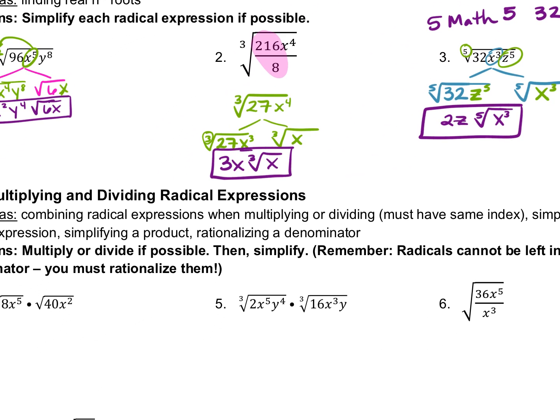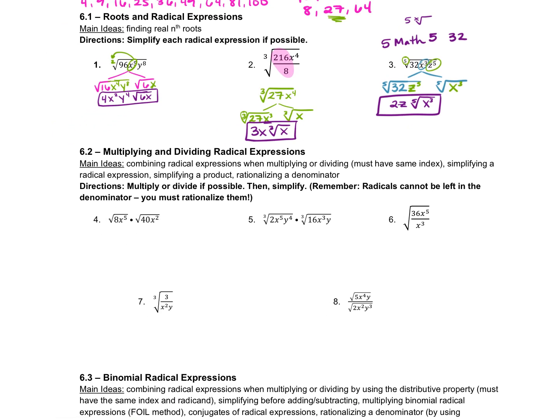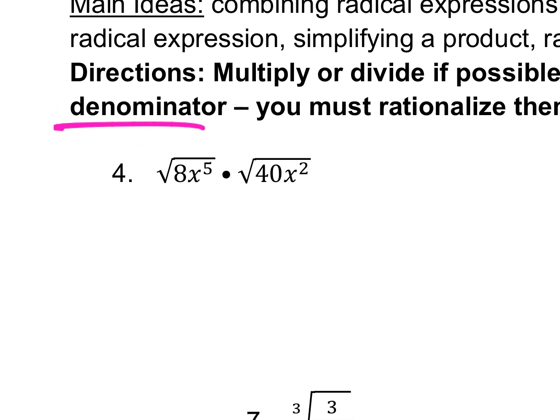All right, number 4 through 8. This is multiplying and dividing. So you multiply and divide first if you can, and then you simplify from there. And just keep in mind you cannot leave radicals in the denominator, okay? So we got to rationalize that. So looking at number 4 here, you are going to multiply.